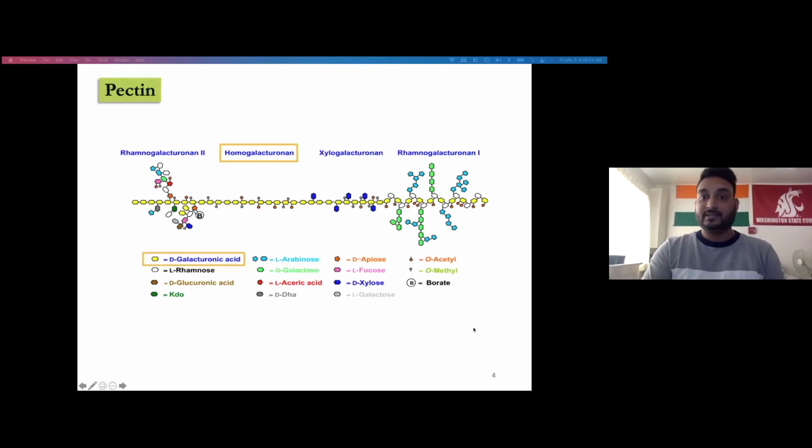I'll explain a little bit of pectin. Pectin is made up of 4 domains, and homogalacturonan is the most abundant of all 4 pectin domains. It is made up of D-galacturonic acid residues linked by alpha-1,4 glycosidic bonds. This yellow hexagon chain in the middle, you can see, is the homogalacturonan. And it's also called polygalacturonic acid. So any enzyme that degrades this polygalacturonic acid is called polygalacturonase, or PG.